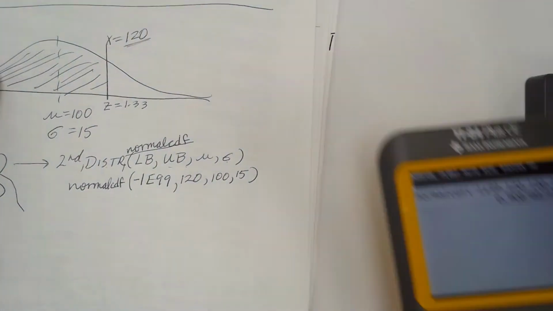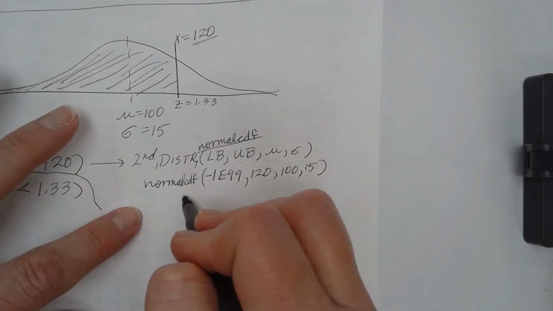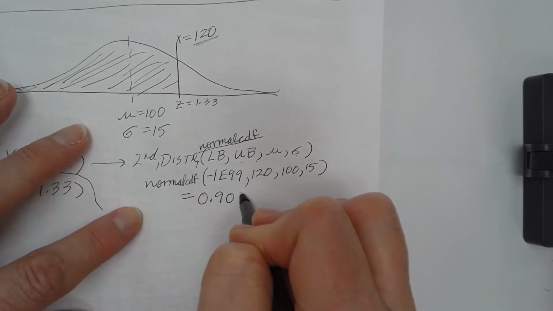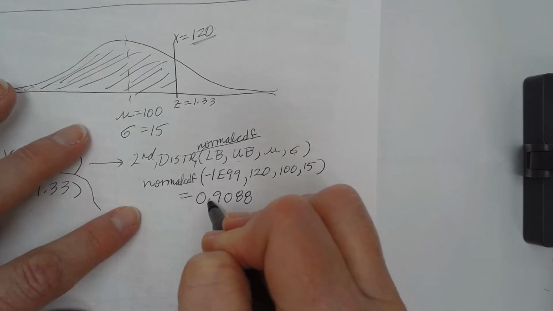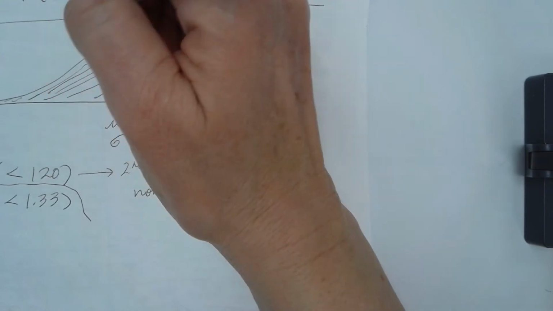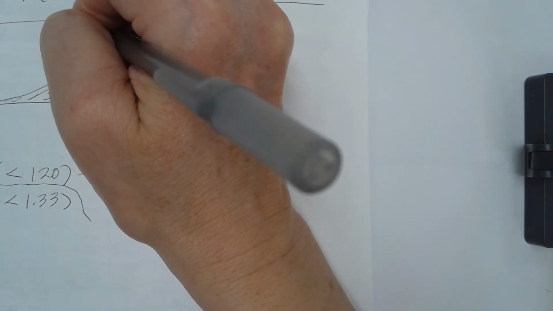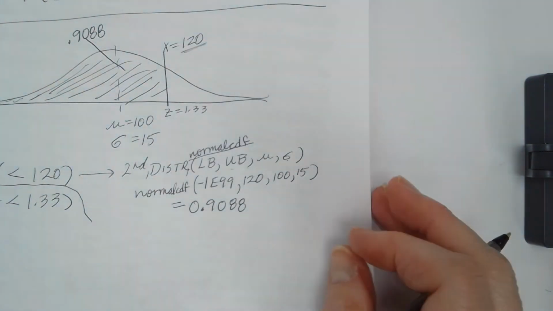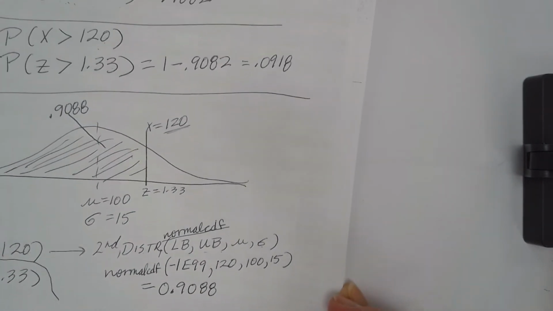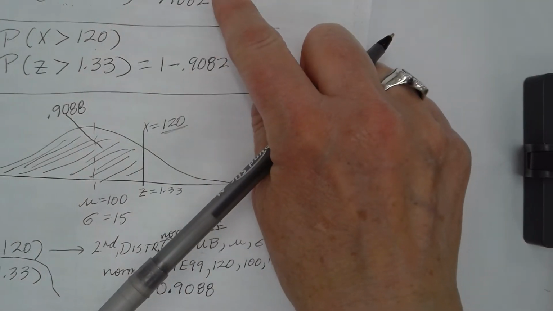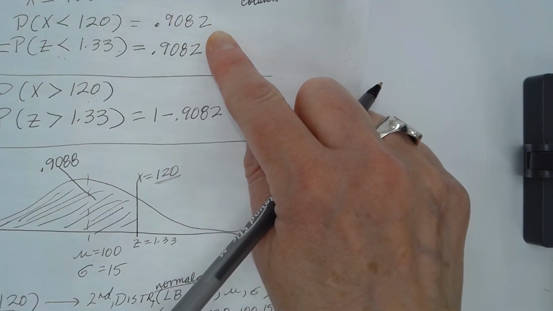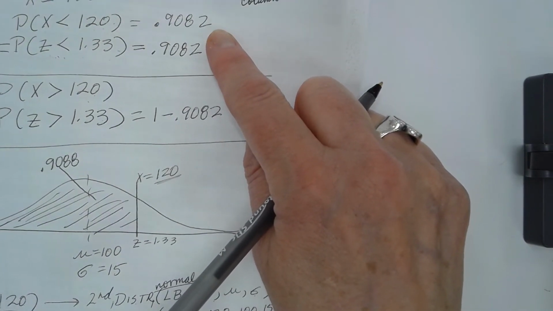Okay, good. So that equals 0.9088. Okay? So that means that this area is 0.9088. It's a little bit different than what I got from the table, looking up 1.33. And again, that's because of the rounding errors on the table.